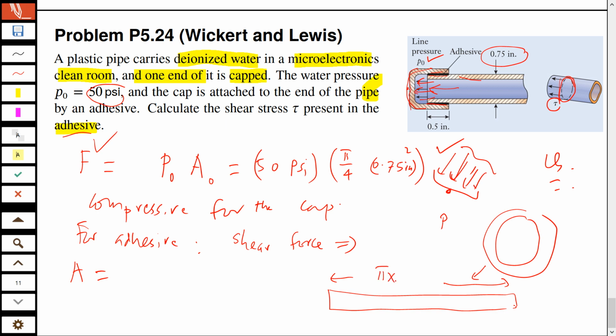Pi times the diameter. Or D square. No, pi D. Pi D. 2 pi r is pi D. Yes, 2 pi r, 2 pi D, sir. It is pi D, and D is the same D. Okay, so it will be pi times 0.75 inch.